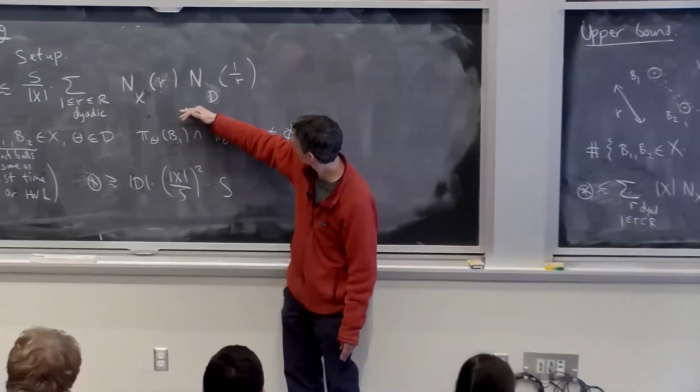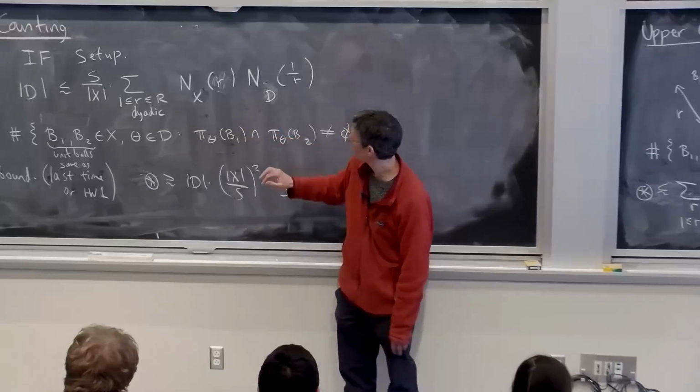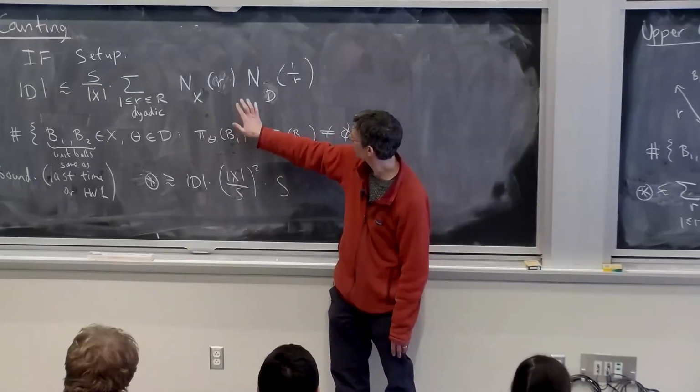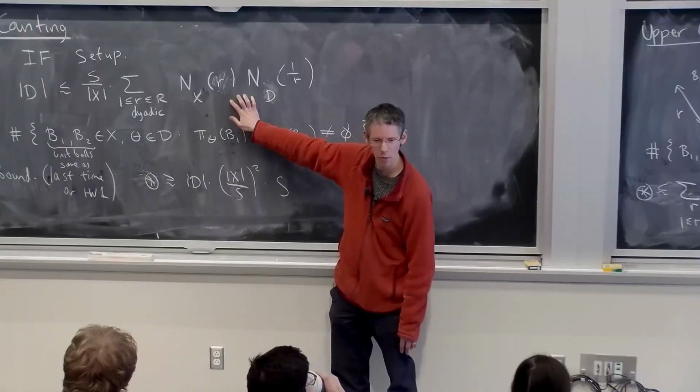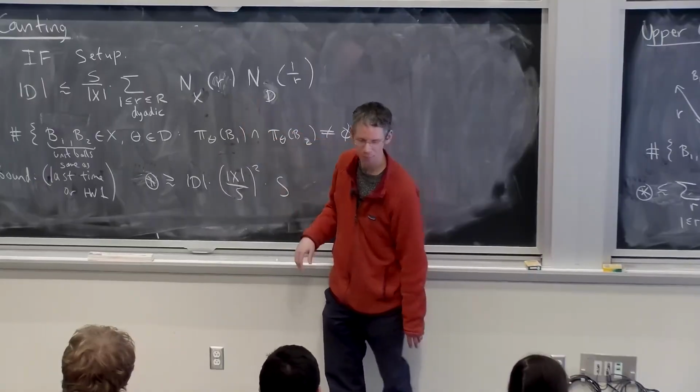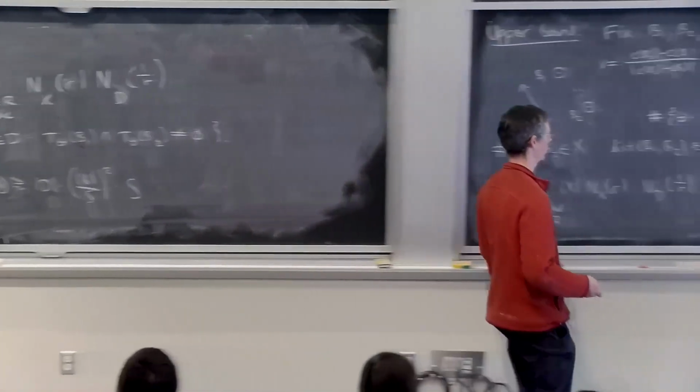So this proof was clean. This formula is a little bit messy. So after looking at some examples, we'll digest this formula and think about a situation where it works out a little more cleanly.